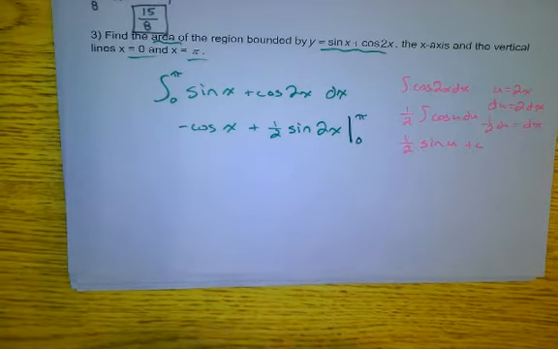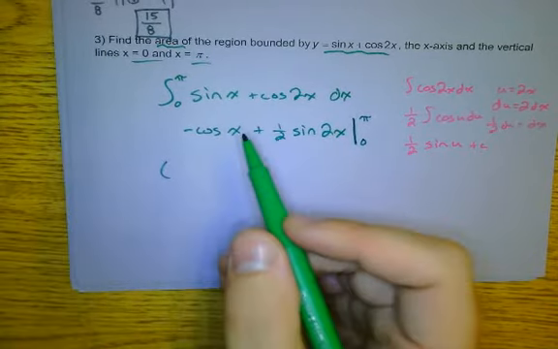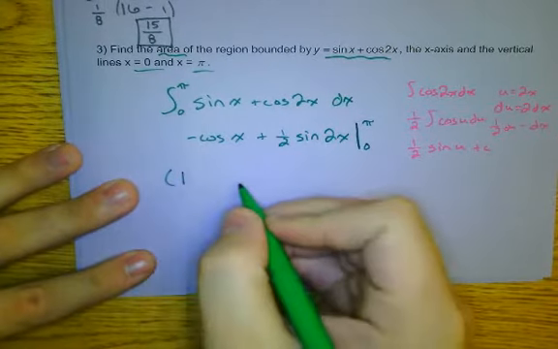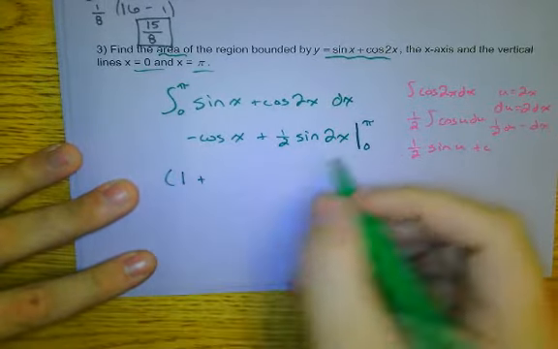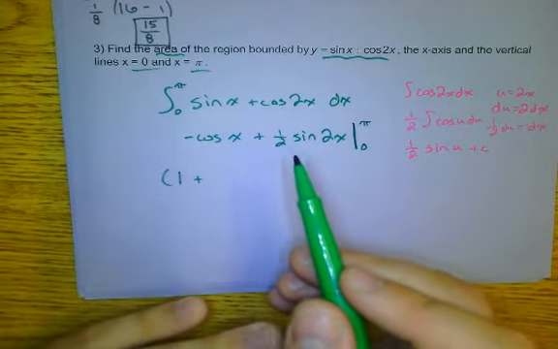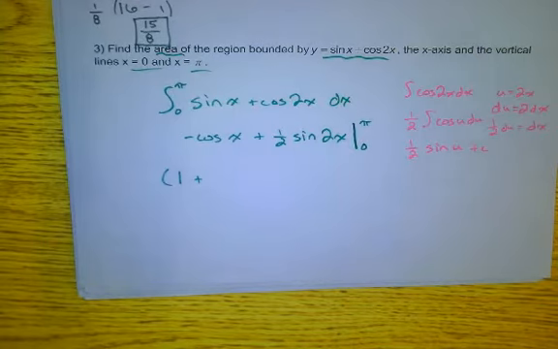Okay, we're going from 0 to pi. Here we go. We're going to plug in pi. Negative cosine of pi. Oh no, I'm relying on you to know trig. Plus, what's cosine of 2 pi? 0!